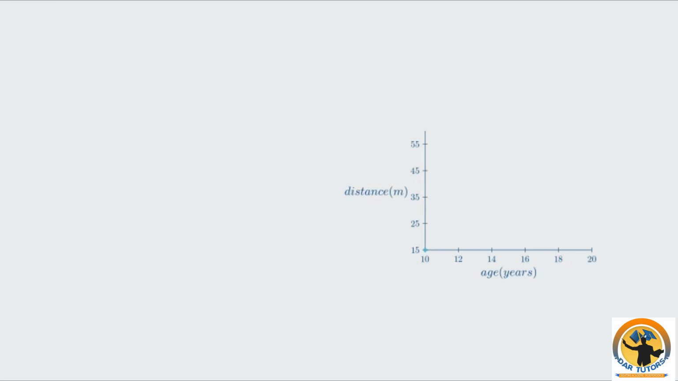Here's the scatter diagram for the discus data with our mean point, (15, 29), marked. A line has been drawn through it, with points spread fairly evenly above and below. This line is our line of best fit by eye. We can use our line of best fit to predict values for the dependent variable. There are 2 types of predictions we can make: interpolation and extrapolation.